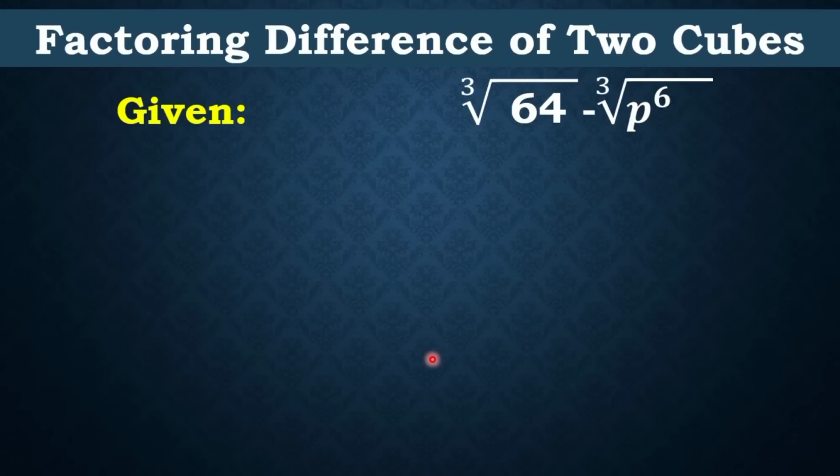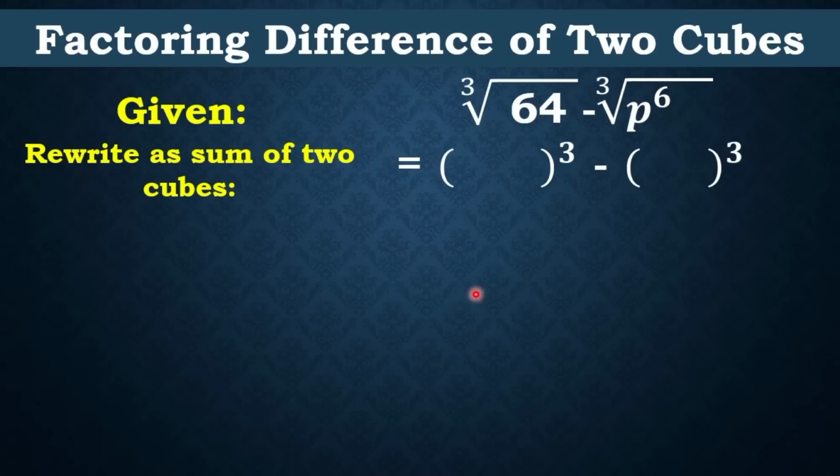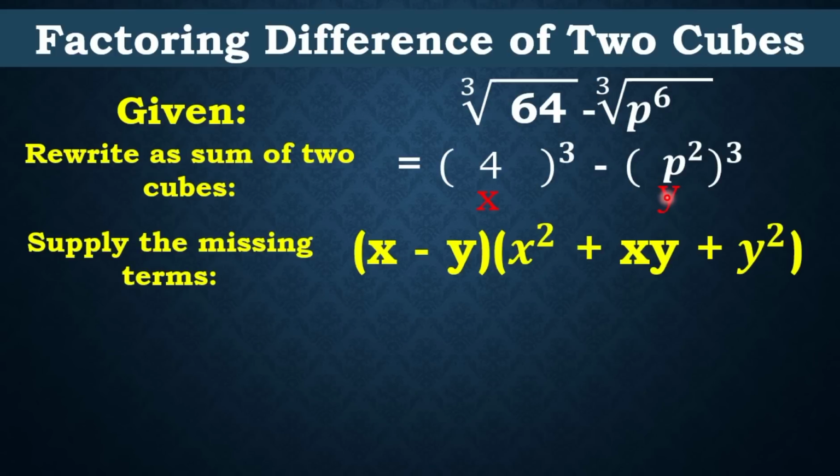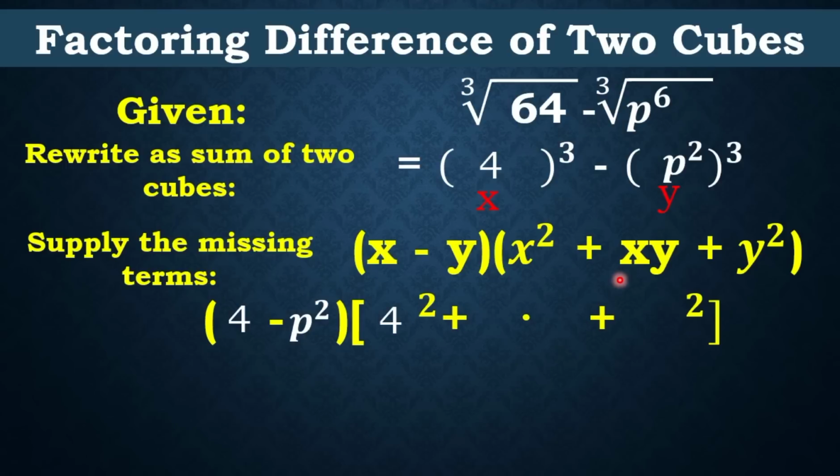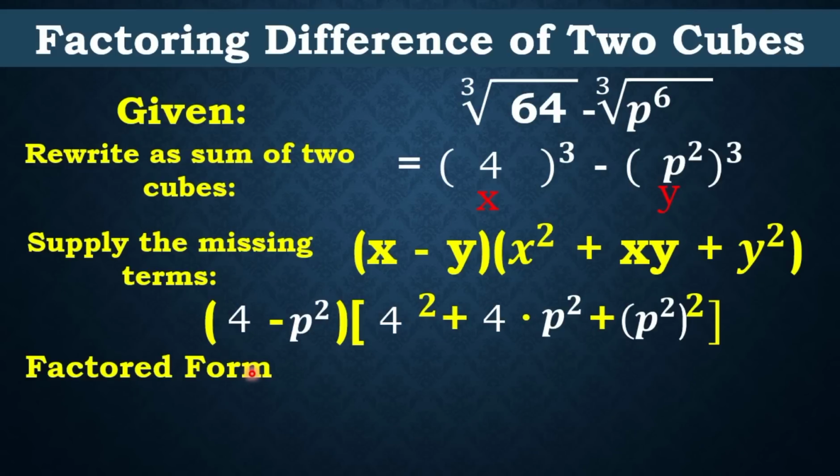Okay, let's have this one. So, rewrite ulit natin. Get the cube root of 64, that is 4. And then, cube root of p raised to 6. So, i-divide natin siya. 6 divide 3, so p squared na lang siya. Okay? So, meron na tayong first term and last term. So, supply natin siya dito. We'll have, what is your x? 4. Last term mo is p squared. First term ulit 4. First term, last term, last term. Okay? So, ganun lang lagi ang pattern. Sundan lang ito. And then, let us simplify.